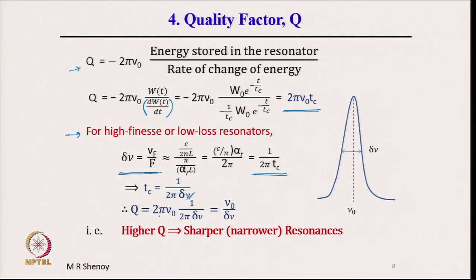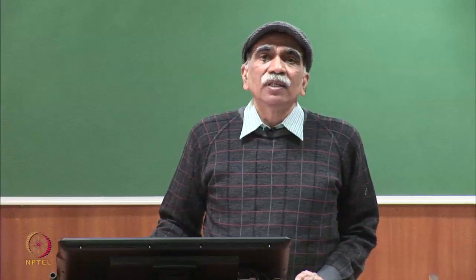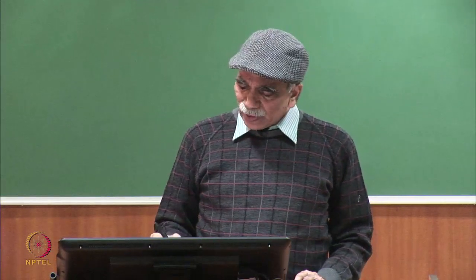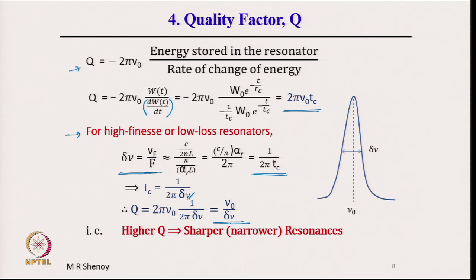Therefore, Q is equal to 2 pi nu 0 into T c, here T c is 1 by 2 pi into delta nu, which is equal to nu 0 by delta nu. This is the very simple expression which we have in RC circuits, resonance circuits, RLC circuits and so on. So, it is the same expression that we are getting, resonance frequency divided by width of the resonances. Therefore, higher Q means sharper or narrower resonances. So, the narrower the resonance, the larger will be the Q of the resonator.